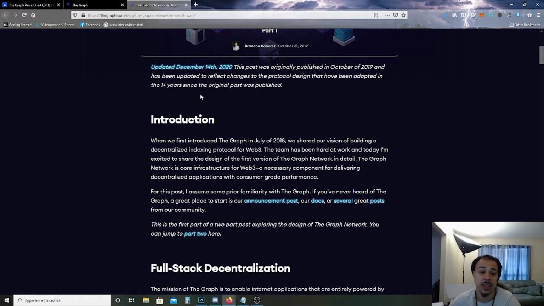All right, let's go with the introduction. We first introduced The Graph in July 2018. We shared our vision of building a decentralized indexing protocol for Web3. The team has been hard at work, and today I'm excited to share the design of the first version of The Graph Network. The Graph Network is a core infrastructure of Web3, a necessary component for delivering decentralized applications with consumer-grade performance. For this post, I assume some prior familiarity with The Graph.